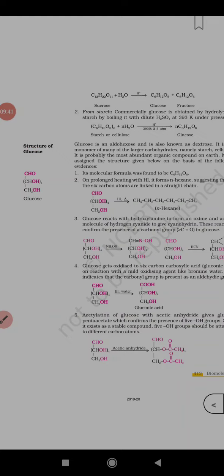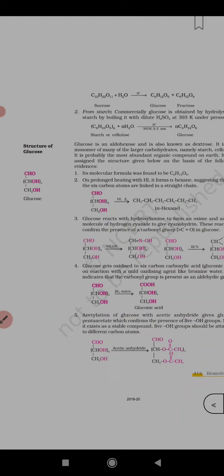Now we have tested the presence of the carbonyl group. In the first reaction we tested how many carbons are in the chain and whether they are continuous or discontinuous. We found they are linked in a straight chain, giving hexane. Then the carbonyl group was tested with hydroxylamine, which gave oxime, and hydrogen cyanide, which gave cyanohydrin.